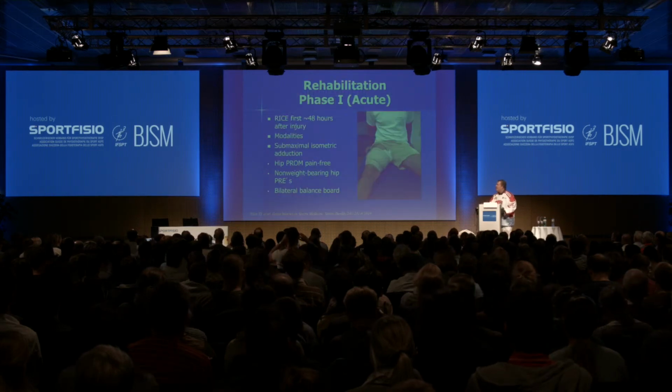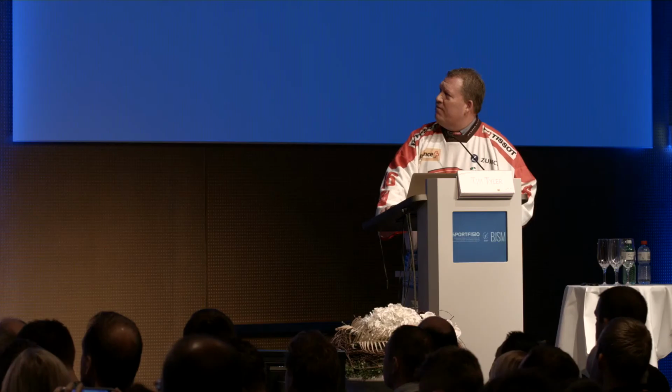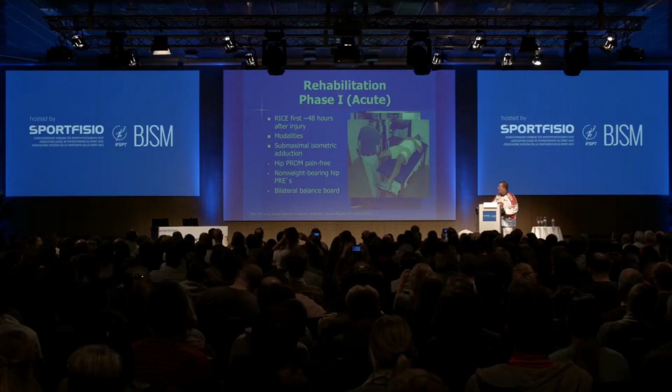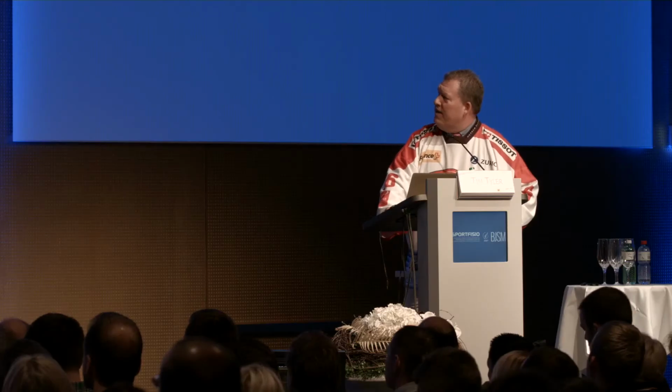It looks something like this. We'll do some passive modalities in the first 48 hours, but then we'll start with submaximal isometrics. We'll start with a short lever arm with a ball between the legs, and we'll progress with that ball to a long lever arm isometrically, always keeping the isometrics pain-free or minimal pain. From there, we'll keep what range of motion we have by moving the leg through its available range of motion, but not stretching it. We'll do some bilateral balance work in this first phase, and then we'll progress to phase 2.